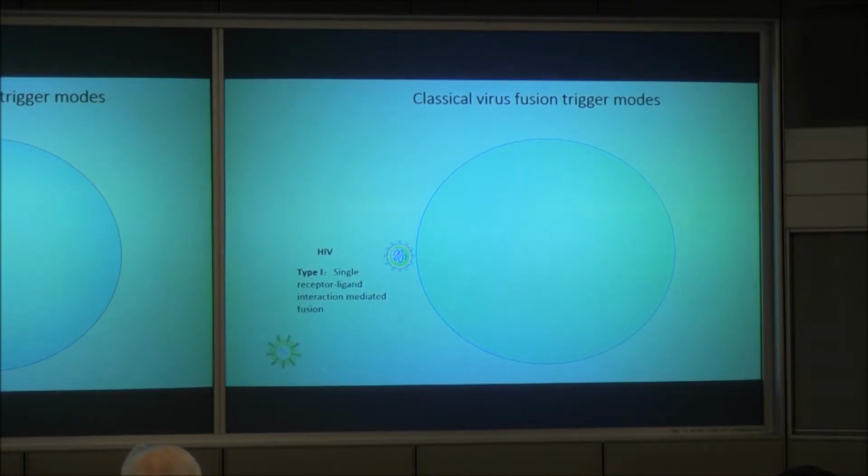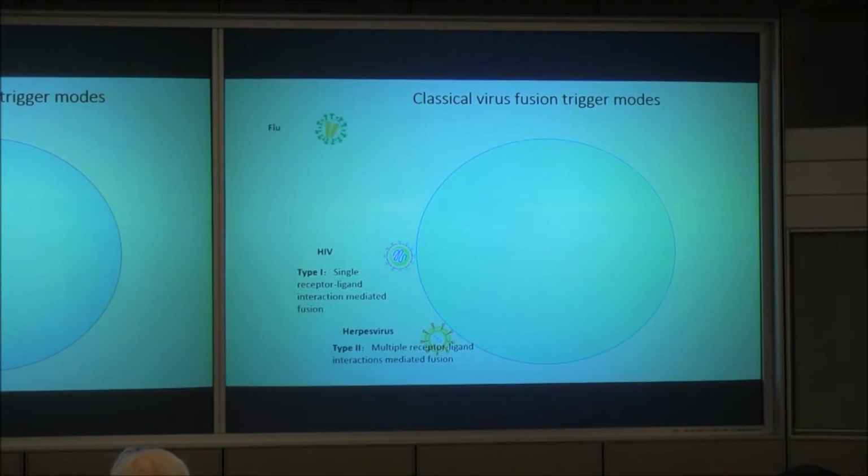And the second one is a typical herpes virus. They need the coordination of multiple receptor-ligand interactions. Here again, the fusion between the cell membrane and the virus membrane occurred on the surface of the plasma membrane. So those are the first 2 types, herpes and HIV. Also SARS, MERS, also this type.